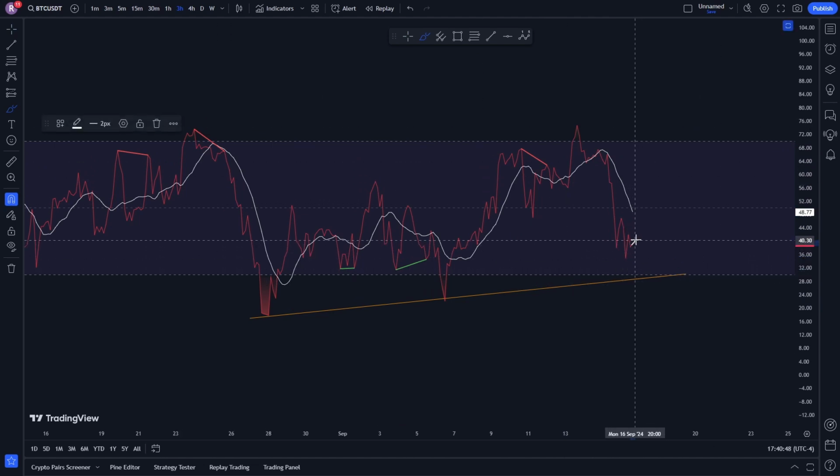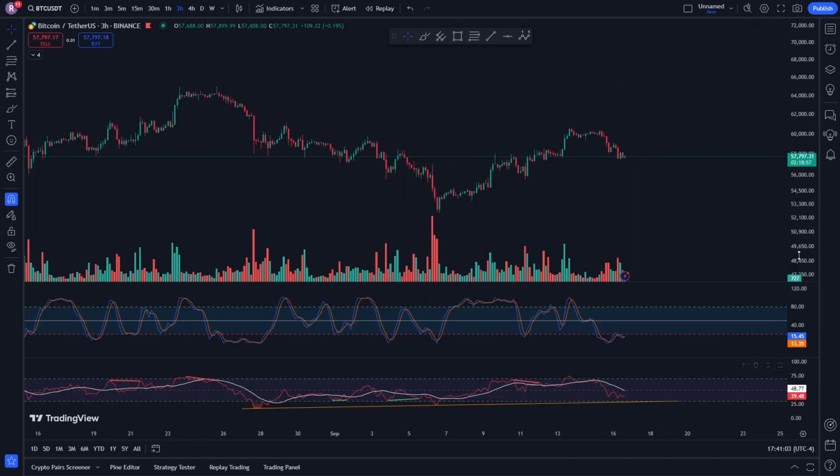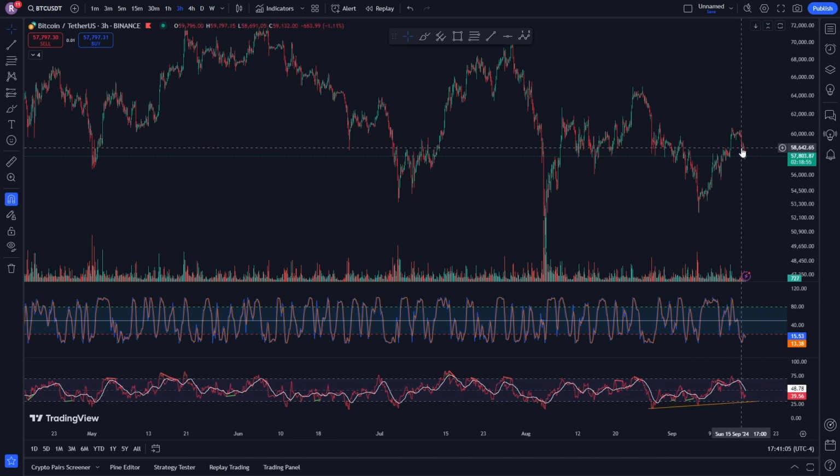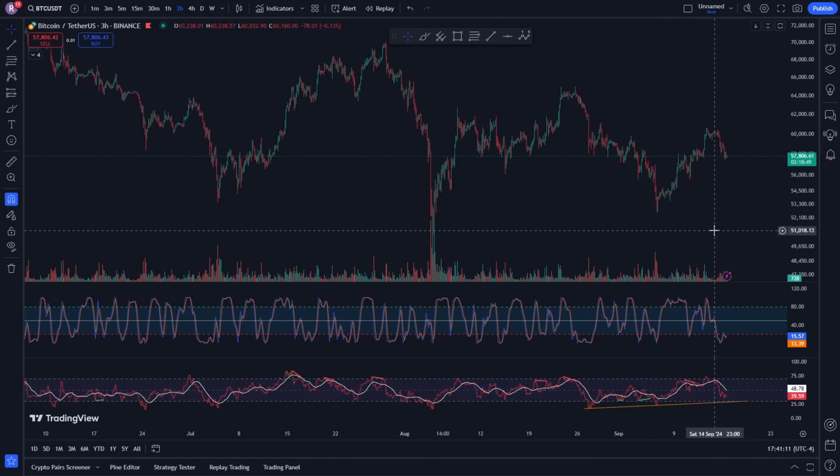So at this point, whatever price is when we hit this 28 RSI level on the 3-hour, that's where we'd like to reverse from, because that's when we'd bounce off this longer term uptrend.